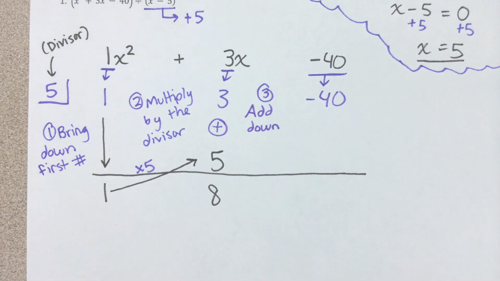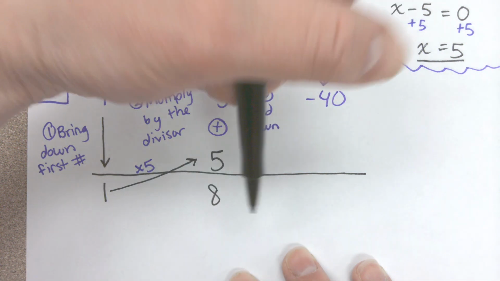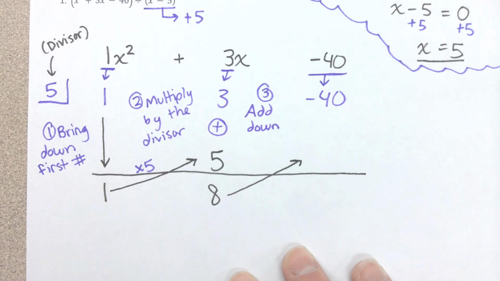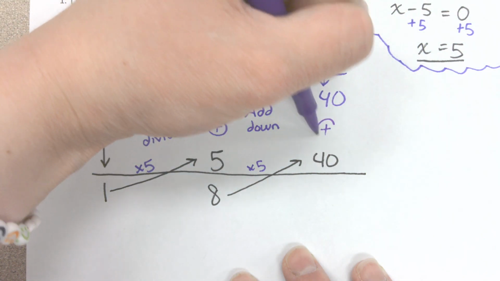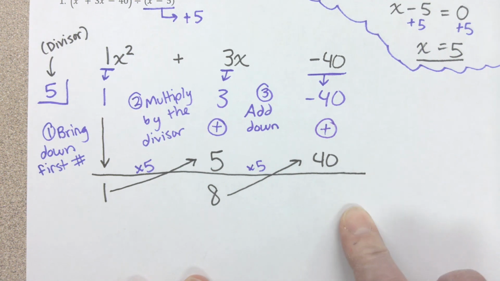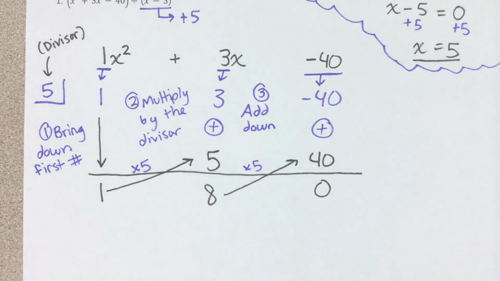From here, you repeat steps 2 and 3 until you run out of numbers. So I'm back to where I was with the 1. So I'm going to do this process again. So we're going to do 8 times 5, which is going to give me positive 40. And then I'm going to add down. Negative 40 plus 40 is 0. That's the synthetic division process. Any questions over the steps before I create my answer?